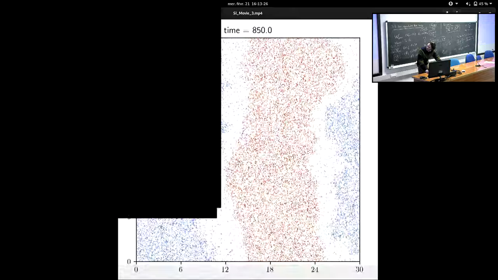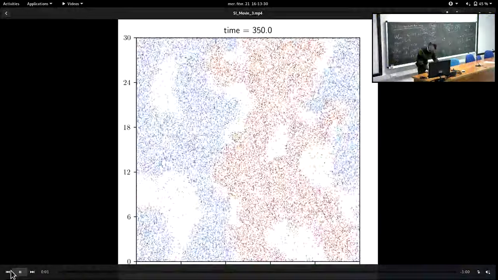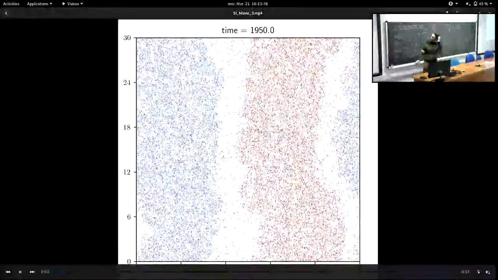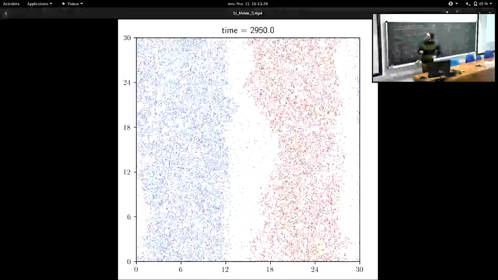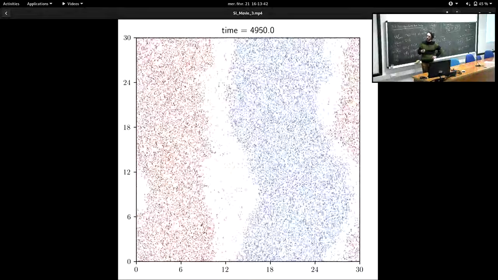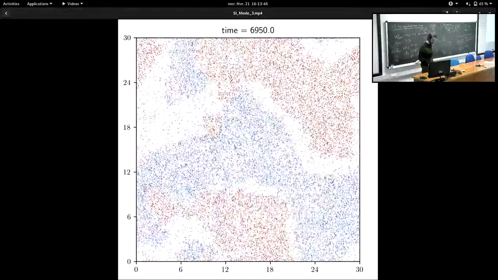Or another one that I like. That's hopefully going to be the last movie. Okay. So here you see the two strains. And after a while, red tries to invade blue. And so this sets on basically an intermittent dynamics between the two strains chasing after one another.